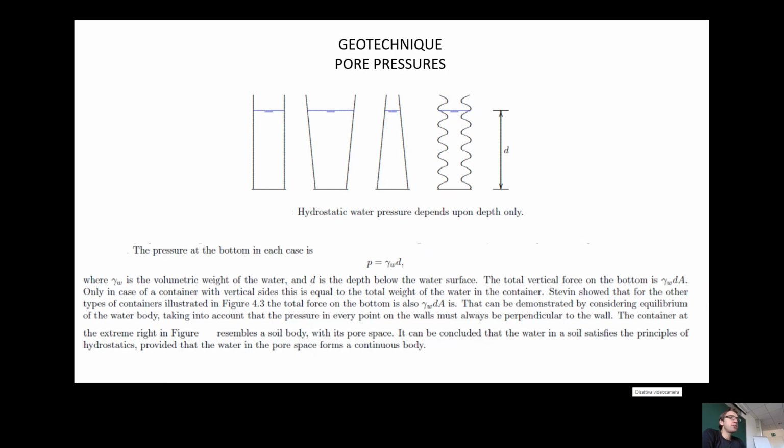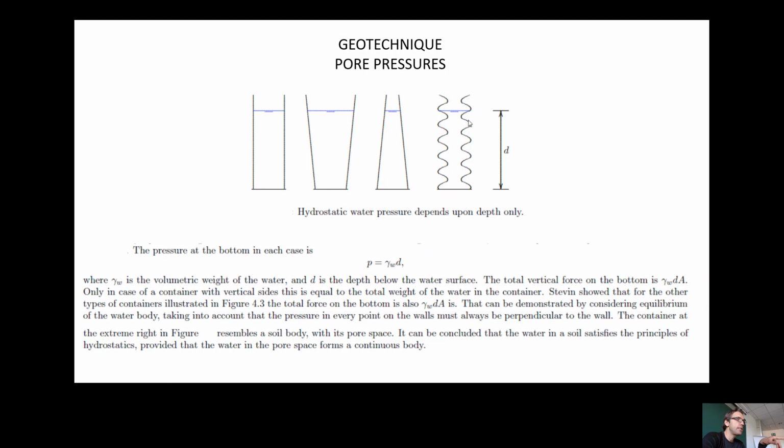As we said, the total vertical force on the bottom is, of course, this volume times gamma, so gamma_w D A. Only in the case of a container with vertical sides is this equal to the total weight of the water in the container. Stevin showed that for the other types of container illustrated in this figure, the total force at the bottom is always gamma_w D A, the same for all of these. This can be demonstrated by considering equilibrium of the water body, taking into account that the pressure at every point of the wall must always be perpendicular to the wall. This is, of course, a principle of physics that I don't have time to explain, but again, should be known.